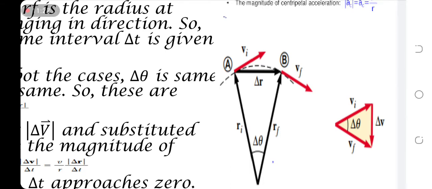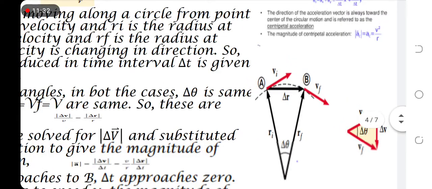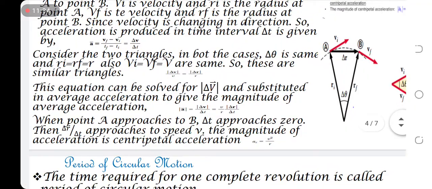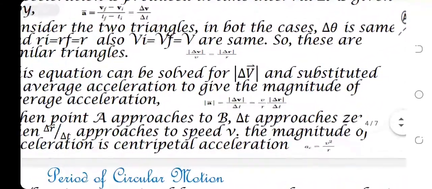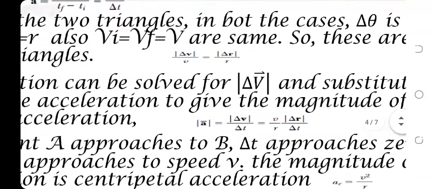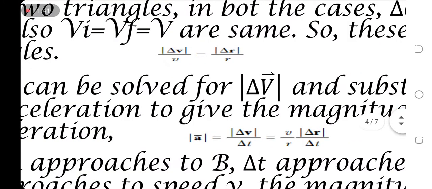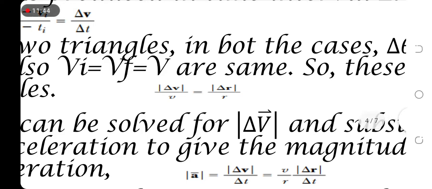So both are the same triangle. In this case, if the triangles are same, then the change in velocity over velocity, the change in radius over radius in the magnitude of these vectors will be equal to the delta theta. So these vectors will be same.